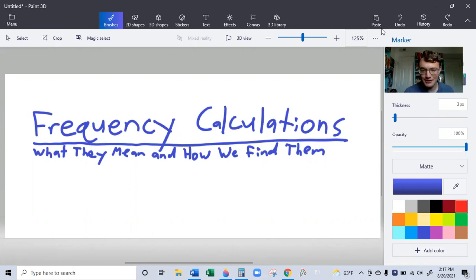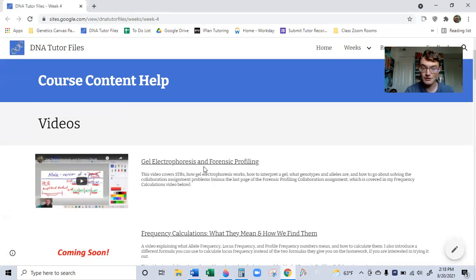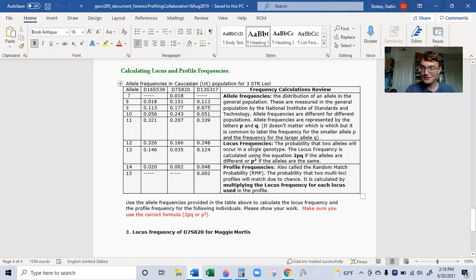The purpose of this video is to help you solve the problems on the last page of your collaboration assignment. The problems on the earlier pages were covered in my earlier video, gel electrophoresis and forensic profiling. So if you want to figure out how to do the early pages of the forensic profiling assignment, go watch that video. This video is just responsible for covering this last page because it's kind of in its own league. So I wanted to have it in its own video here.